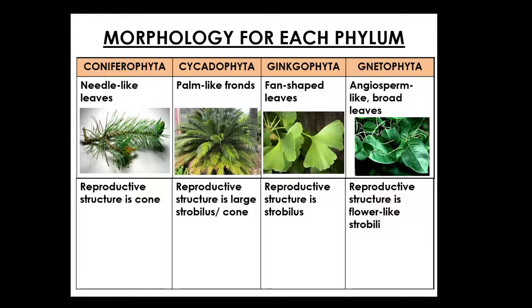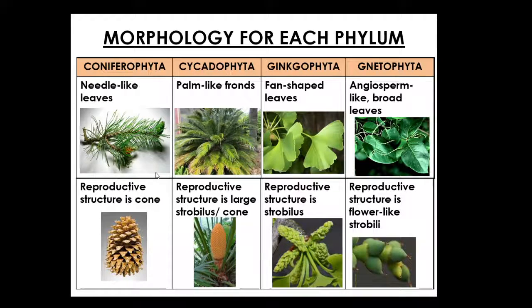In terms of their reproductive structure, how they reproduce actually, in Coniferophyta the reproductive structure is a cone. In Cycadophyta, the reproductive structure is a large strobilus or a large cone.